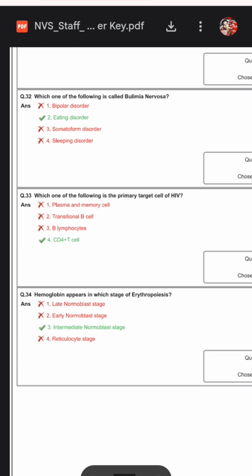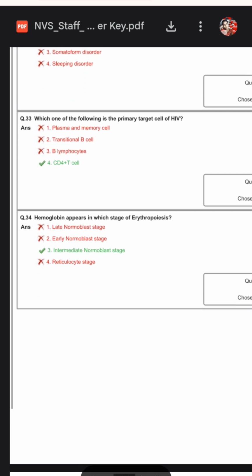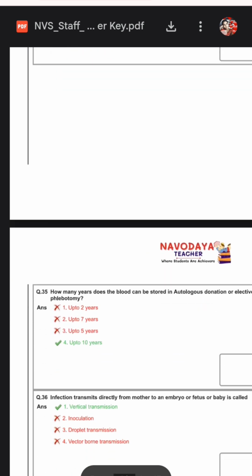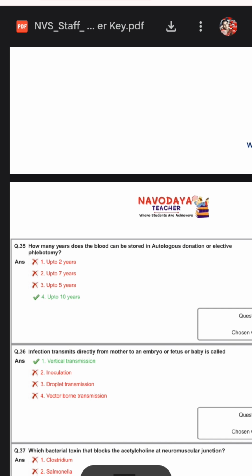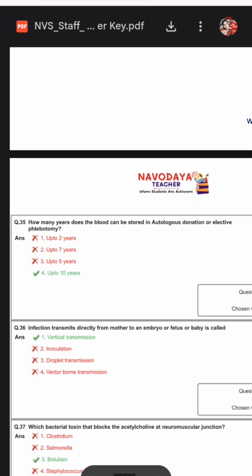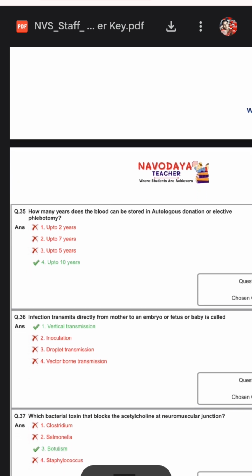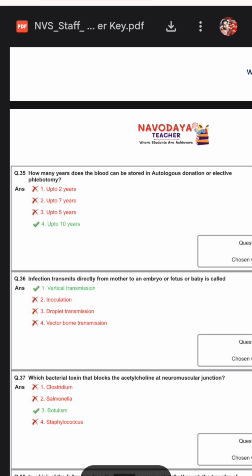Which of the following is the primary target cell of HIV? The correct answer is CD4 plus T cell. Hemoglobin appears in which stage of erythropoiesis? The correct stage is the intermediate normoblast stage. For how many years can blood be stored in autologous donation or elective phlebotomy? The correct answer is up to 10 years.